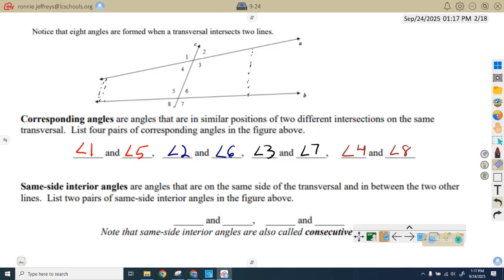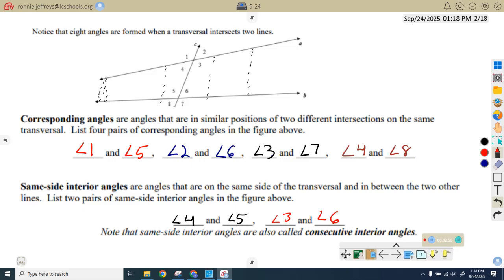Now, same side interior. When we're saying interior and exterior, that's why these little dotted lines are here. It's kind of like there's a box made by this thing. Same side interior, they're on the same side of the transversal, and on the inside. So this would be angle 4 and angle 5, angle 3 and angle 6. They're also called consecutive interior angles.